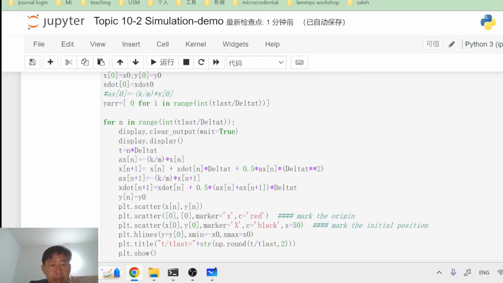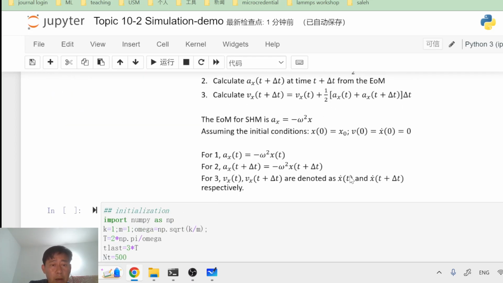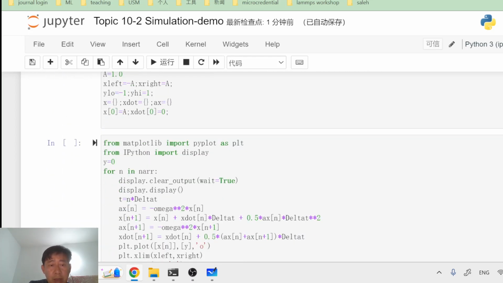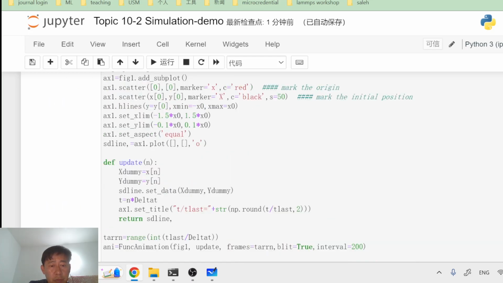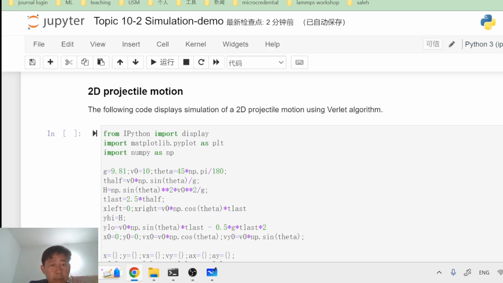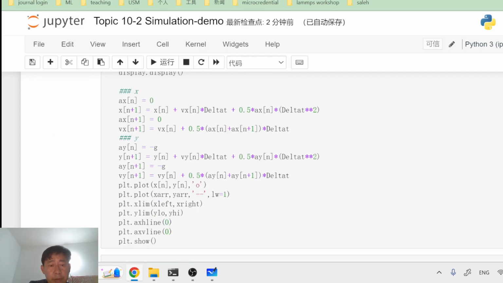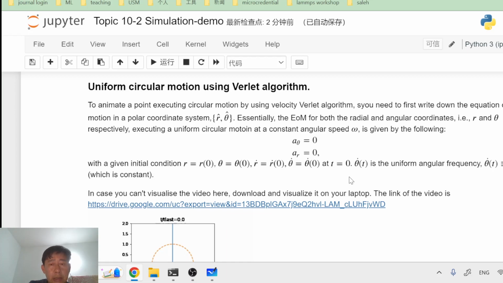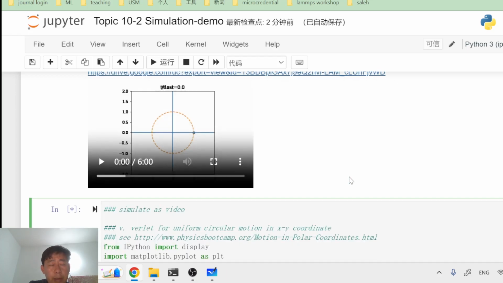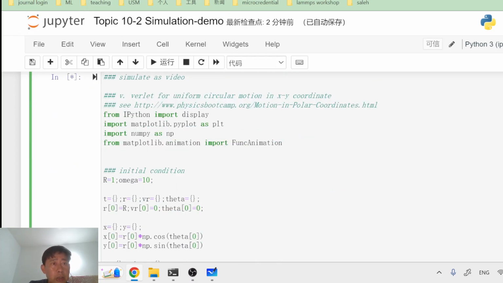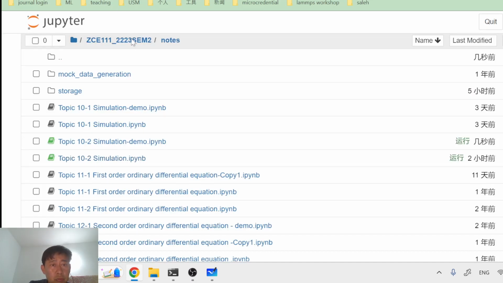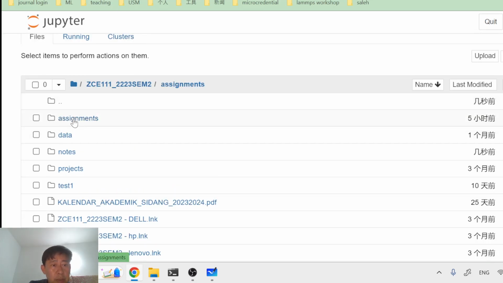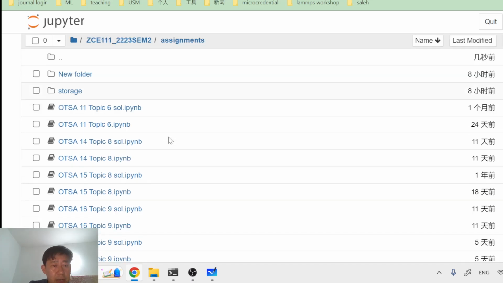The first example is the simulation of a one-dimensional harmonic oscillator. We have shown you the simulation of a 2D projectile motion using the Rayleigh algorithm. And then finally, I have shown you how to simulate the uniform circular motion using the Rayleigh algorithm. So if you understand this, then it should be possible for you to do the assignment questions. So the assignment question here is a little bit challenging.